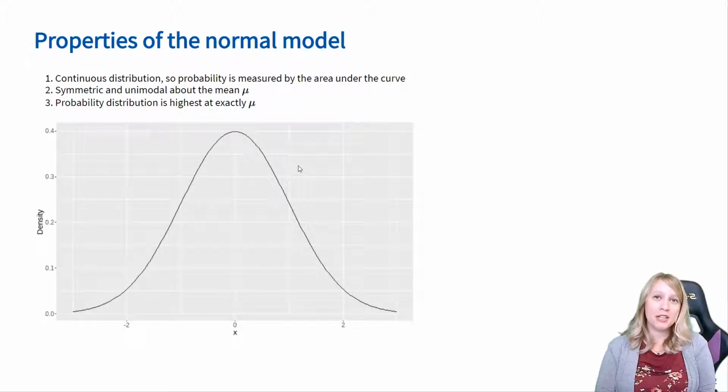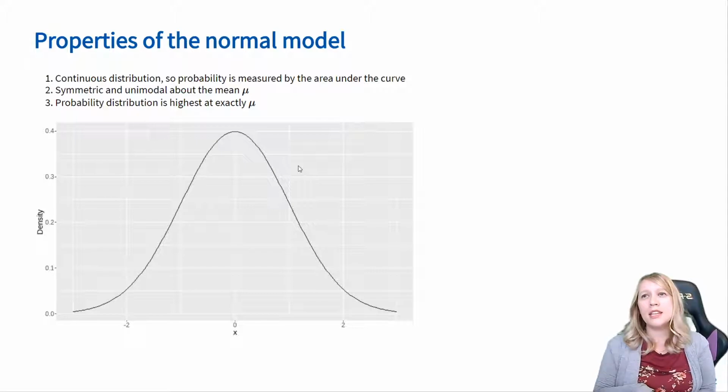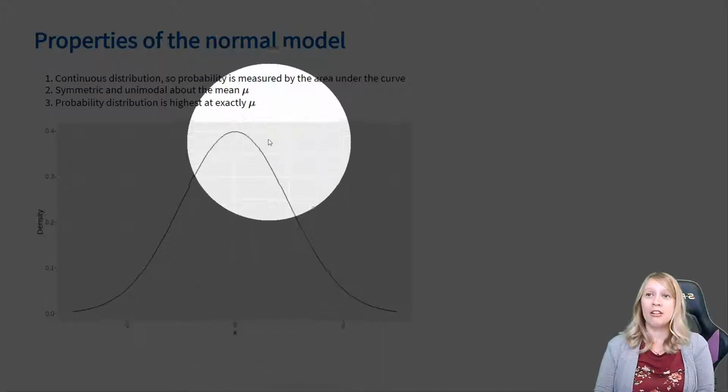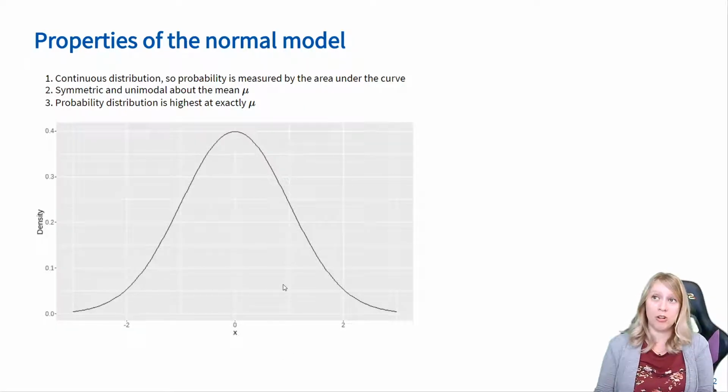So let's talk about some properties of the normal model. Here you have a plot of what this normal model looks like when you graph the formula. There are a couple properties of this model that I want to zero in on. This is a continuous distribution. The way that we measure probability with a continuous distribution is a little bit different. We look at area under the curve to help us define this. So for example, if we wanted the probability that x is between, say, 0 and 1, what we would need to do is actually find the area under this curve between 0 and 1.